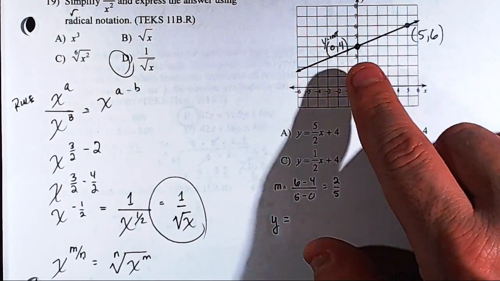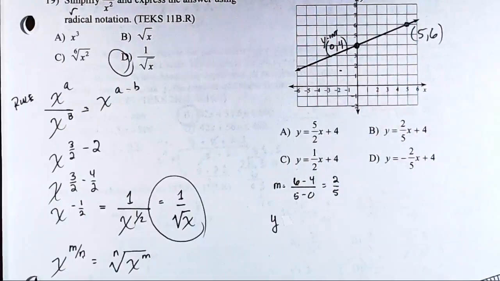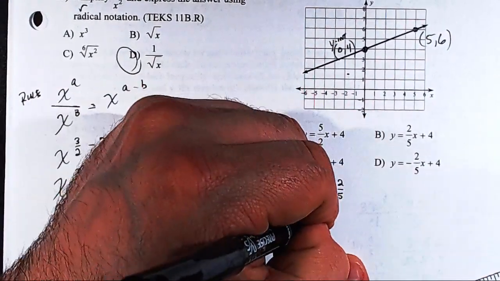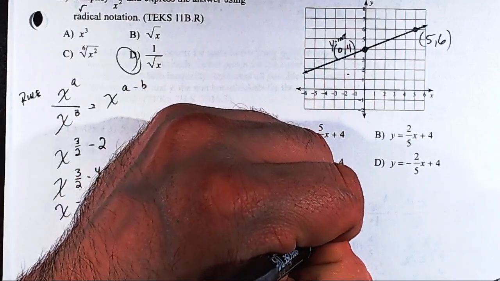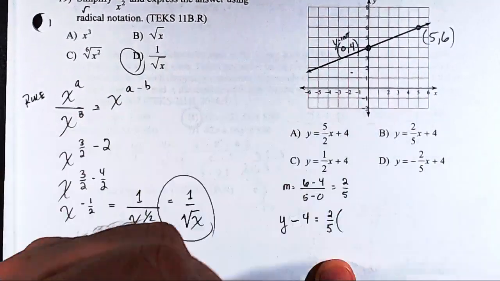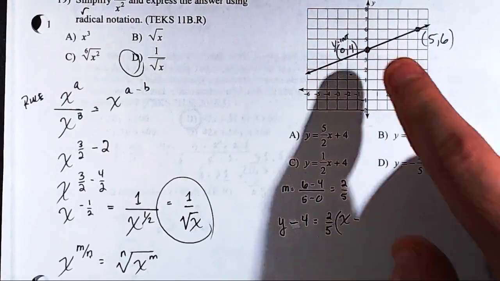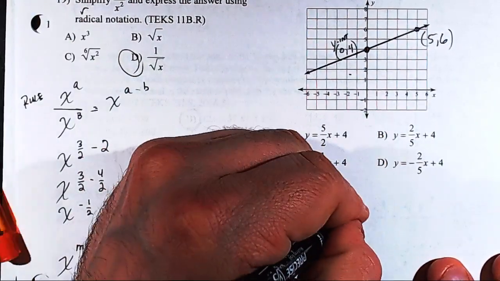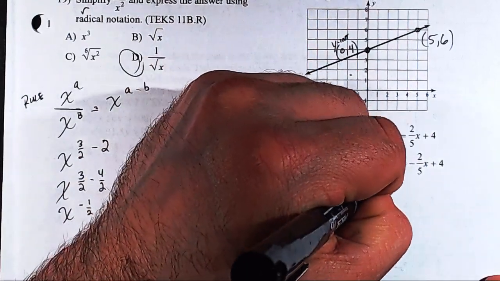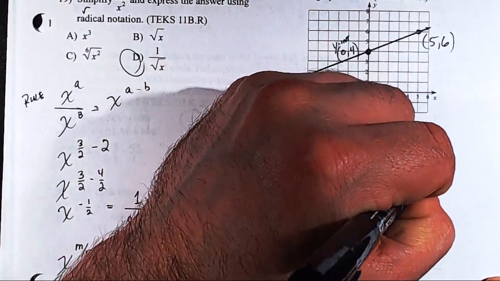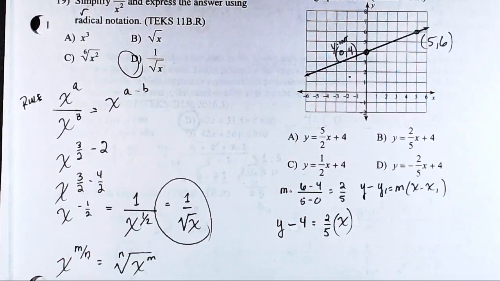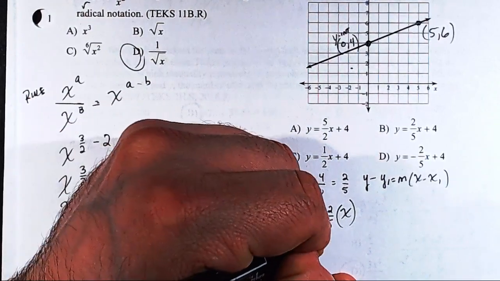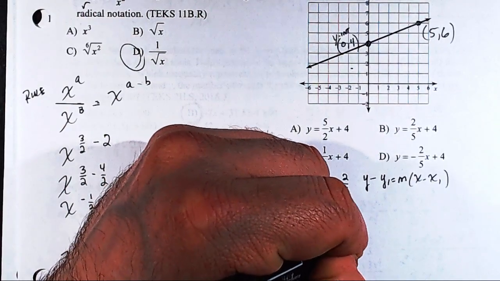made a bit of a mistake there. y1 is 4, not 0, sorry. So y minus 4 equals m, which is 2/5, x minus x1, which is 0. So that's where I can just lock it up. Okay, I'm using here the point-slope formula, y minus y1 equals m times x minus x1. So now I'm going to solve here, plus 4. So I've got y equals 2/5 x plus 4.